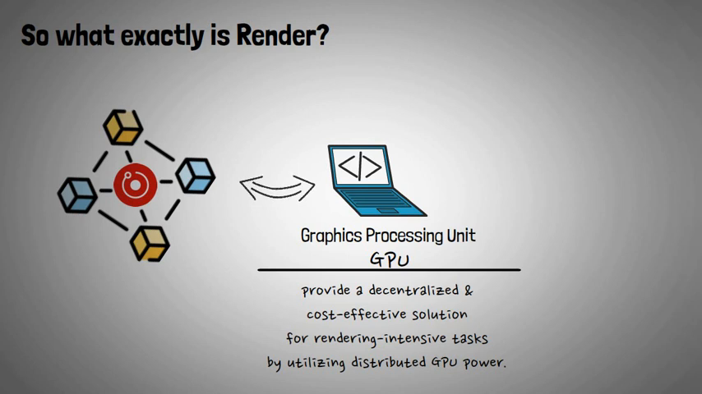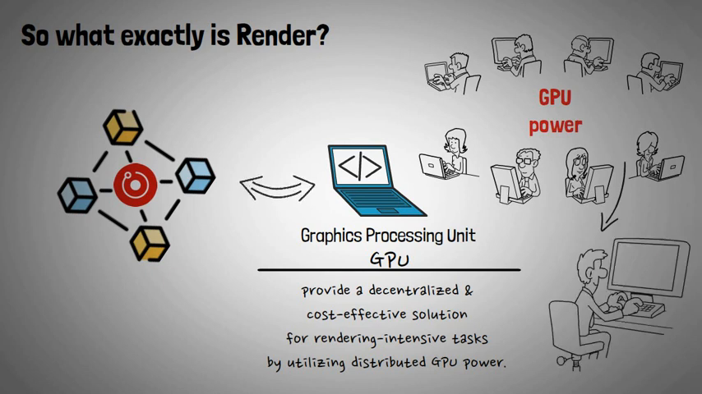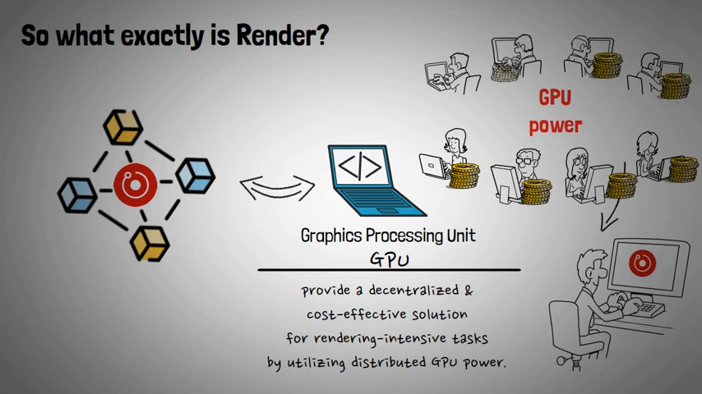The Render Network operates on a system where individuals contribute their idle GPU power, which is then aggregated and made available to projects in need of rendering services. In exchange for their contributions, users are rewarded with Render tokens, the native utility token of the network.